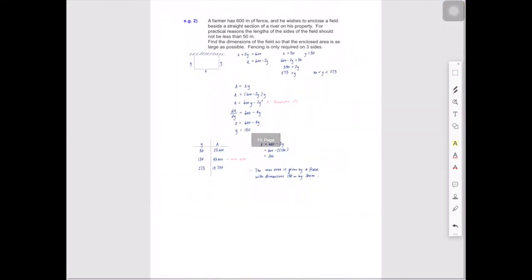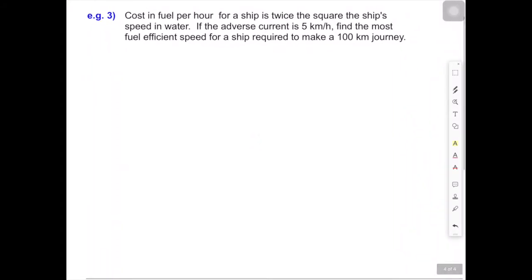So let me shrink this page and move on to example 3, which is slightly different. So let's read the question. Cost in fuel per hour for a ship is twice the square of the ship's speed in water. Oh, that's complicated. If the adverse current is 5 kilometers per hour, find the most fuel efficient speed for a ship required to make a 100 kilometers journey. Okay, so this is very wordy. There's a lot of information given.